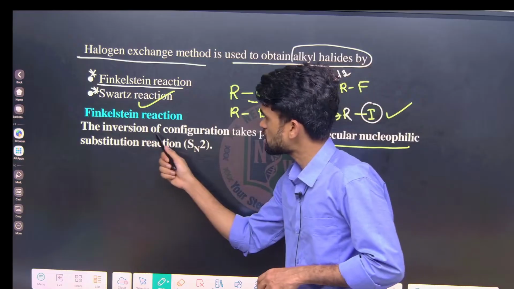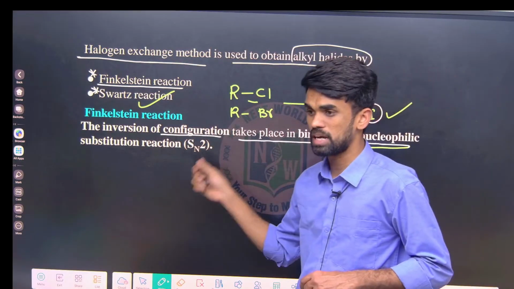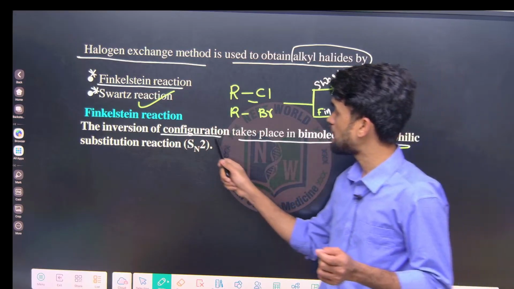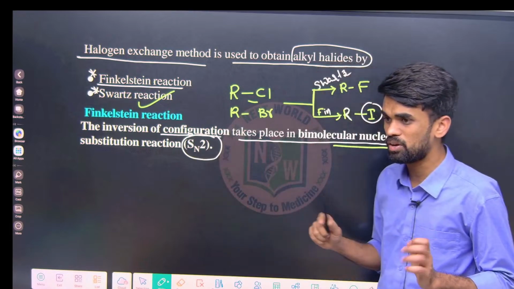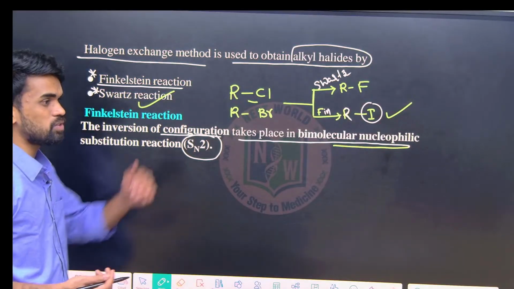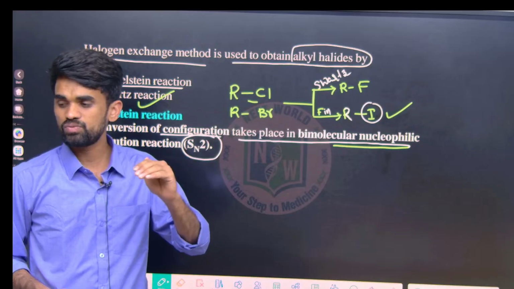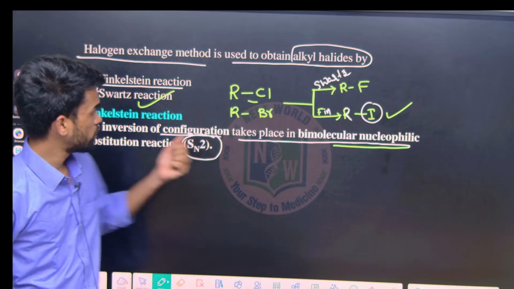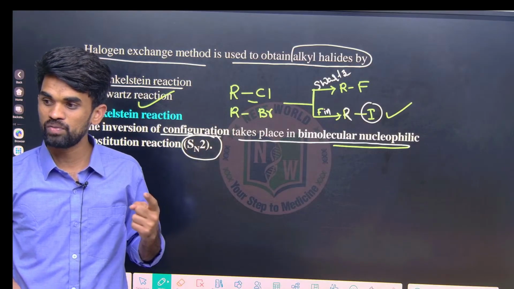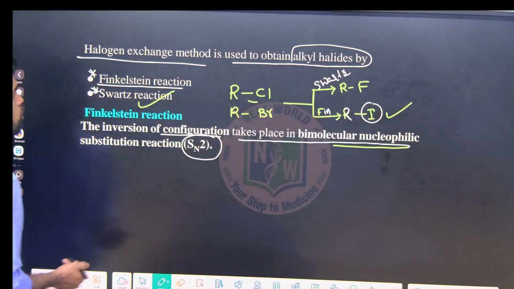See, the inversion of configuration takes place in a bimolecular nucleophilic substitution reaction. It means preparation of alkyl iodides follows which mechanism? SN2 mechanism. Generally they will ask which of the following reactions is an example of SN2, or which of the following reactions follows the SN2 mechanism. So here you can remember the Finkelstein reaction. In the next chapter we will be studying Williamson ether synthesis, that also follows the SN2 mechanism. Now what happens here?